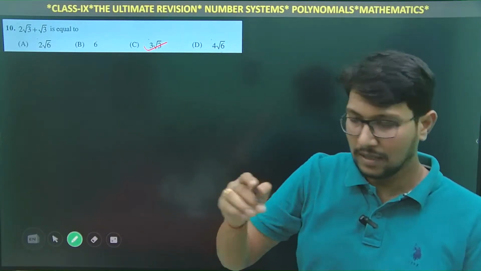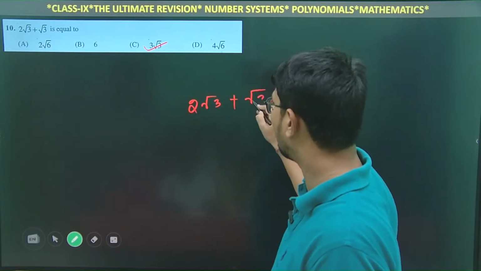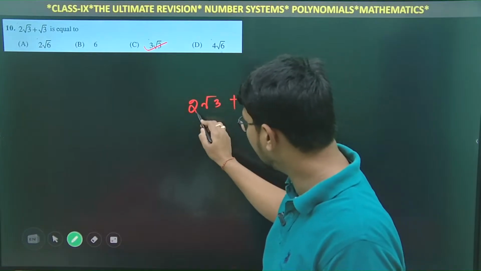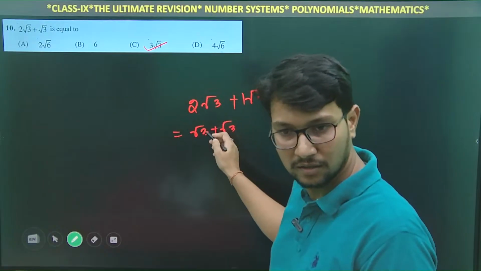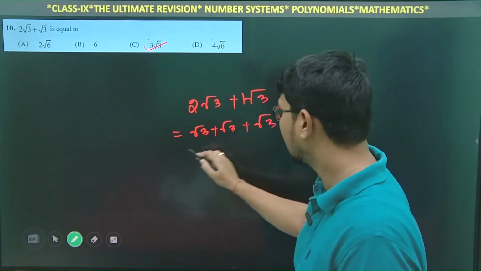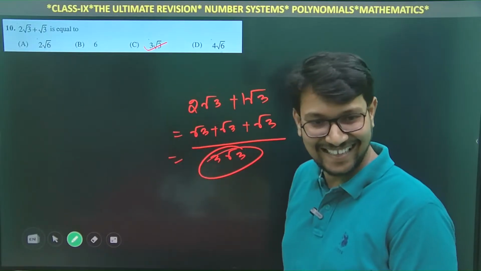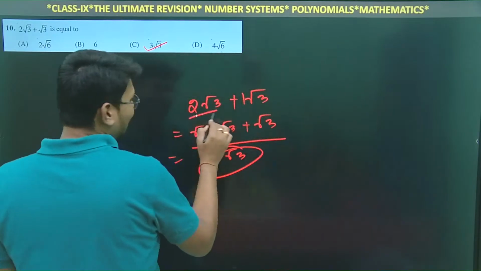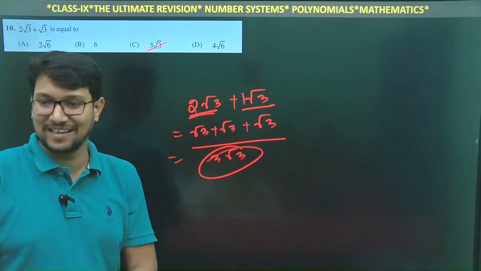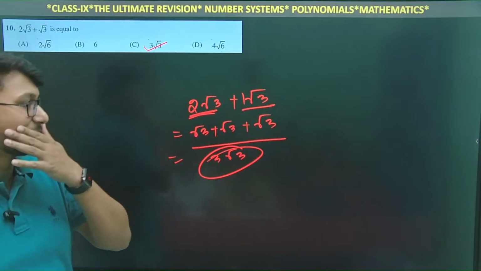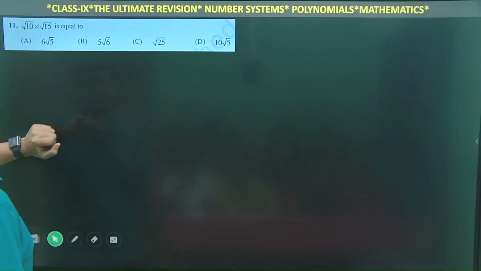Now, don't you know? 2 root 3 plus 1 root 3. So 2 root 3 means root 3 plus root 3, that is 2 root 3. Clear? Plus another root 3. So how many root 3 in total? 3 root 3. Are you getting it? Right? So 2 root 3 plus root 3 is what? 3 root 3, like 2 mango plus 1 mango is 3 mango. Okay? Don't worry. Why are you worried? You have a doubt? Why?